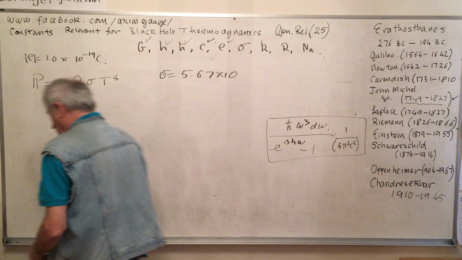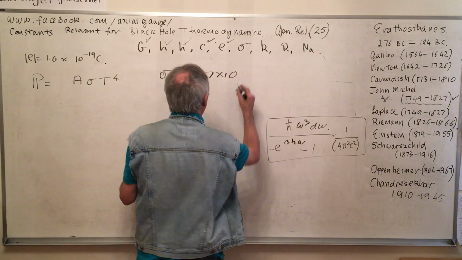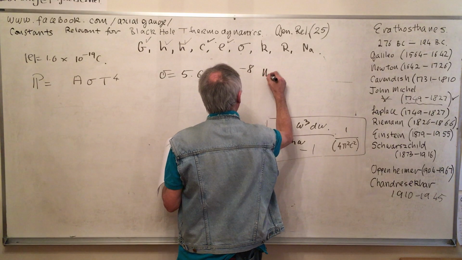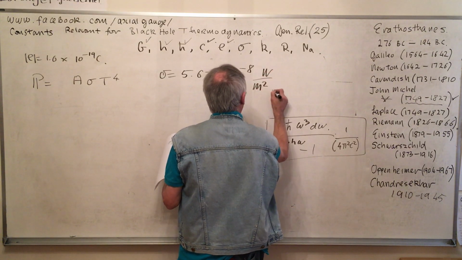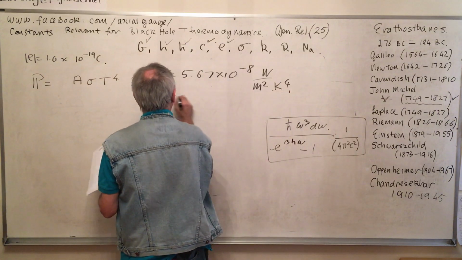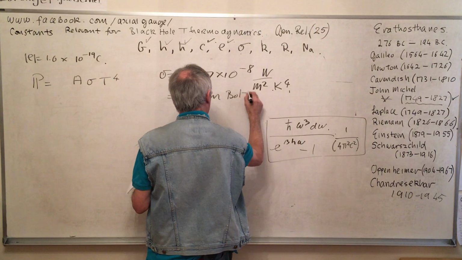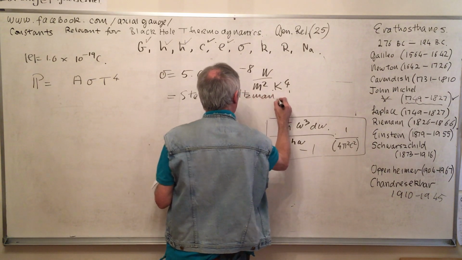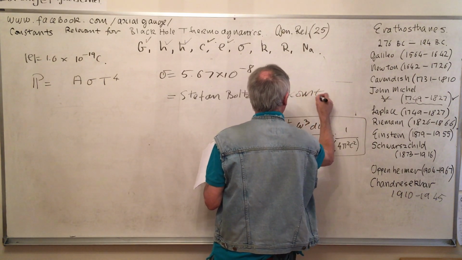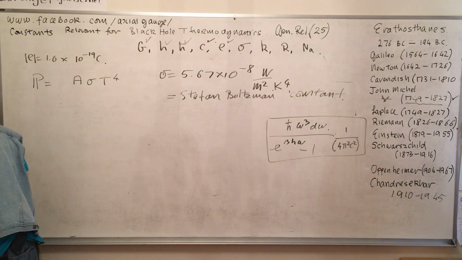I forget what it is. 10 to the power minus 8 watts per square meter per Kelvin to the fourth. And it's called Stefan Boltzmann's constant. Well, it is a constant, but you can derive it.